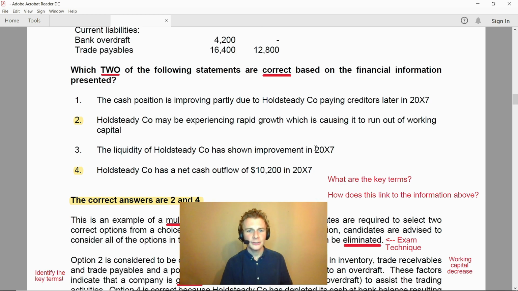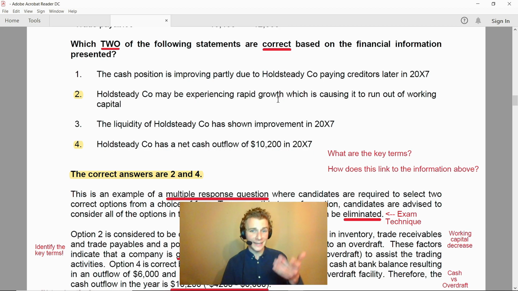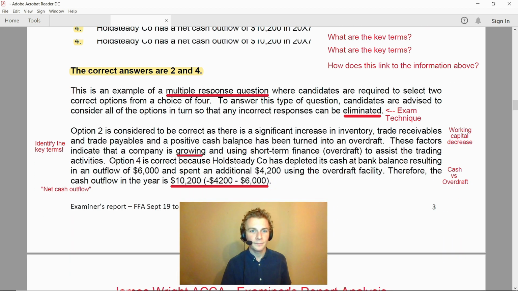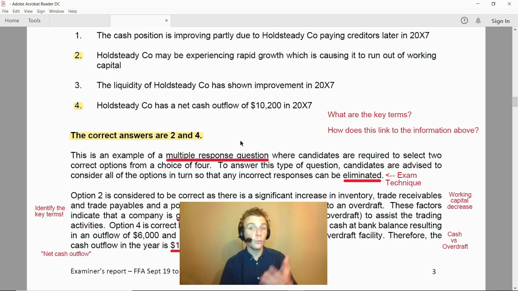Liquidity of Hold Steady was shown to be improved in 2007. Well, I can tell you now, in terms of liquidity, which was the key word, the cash balance has gone from 6,000 to naught, and you've gone into an overdraft. There's no chance of that being true. Notice how I'm trying to eliminate it as we go through. And finally, Hold Steady has a net cash outflow of 10,200. Net cash outflow has got to relate to the cash and bank account balance and the overdraft, but we're going to come on to that in the workings below. So just so you're crystal clear, points 2 and 4 are the true ones as well, but we're going to go into a bit more detail below as to why that is the case.